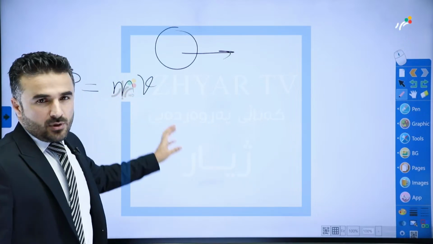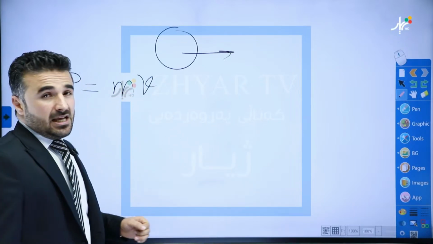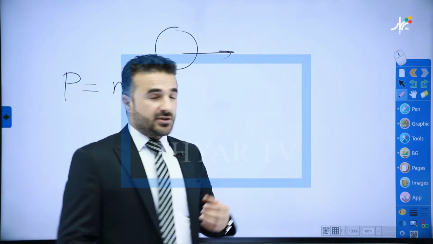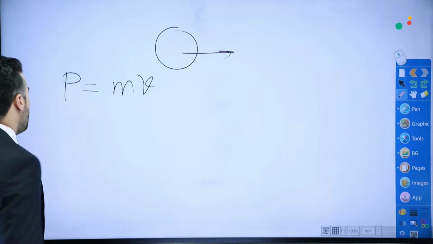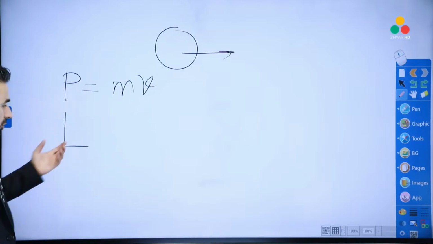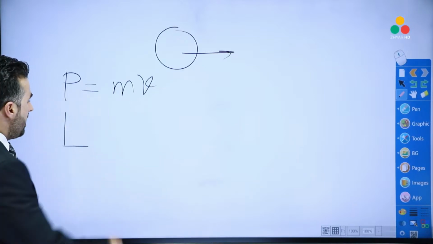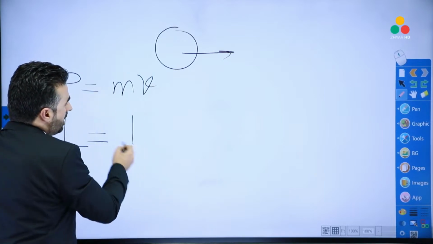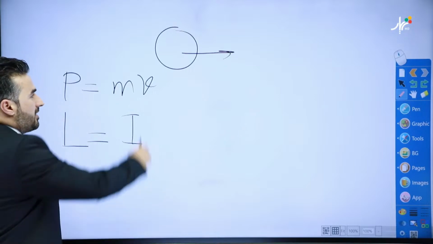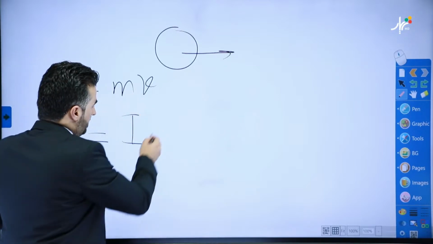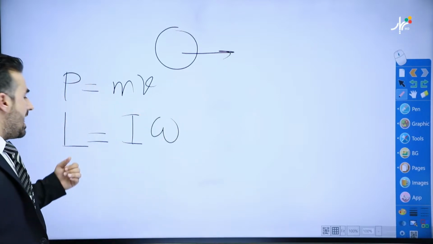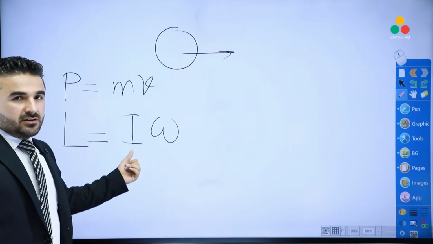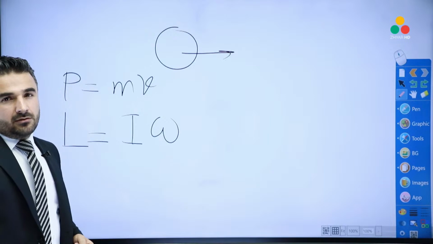This year, we have the same concept, but it will be a little bit different because we're talking about rotation here. So instead of saying momentum, we will say angular momentum, and we use capital letter L for that. And we know that instead of mass, we're going to use the moment of inertia, multiplied by, instead of speed, the angular speed. So we can say that the angular momentum is the product of the moment of inertia multiplied by the angular speed.